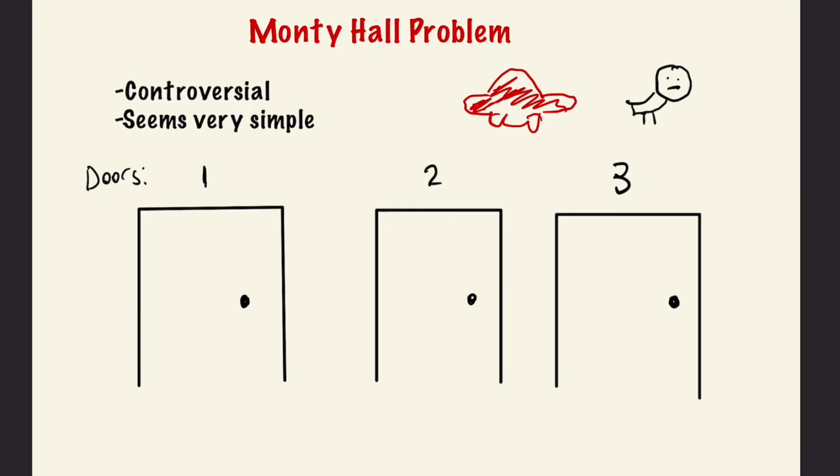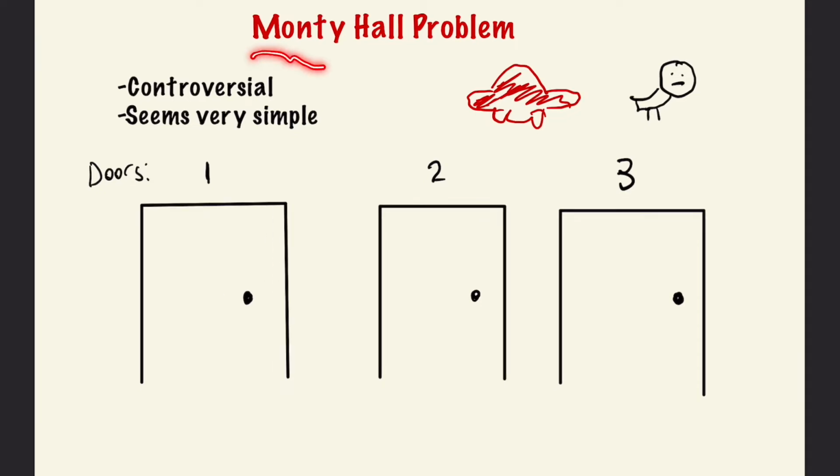Now, the main thing to keep in mind with this problem is that you are on the game show. You do not know what is behind the doors. On the other hand, Monty Hall is the game show host, so he knows everything. He knows exactly what is behind each of the doors, where the car is, and where the goats are. So be sure to keep that in mind as we're going over the problem.